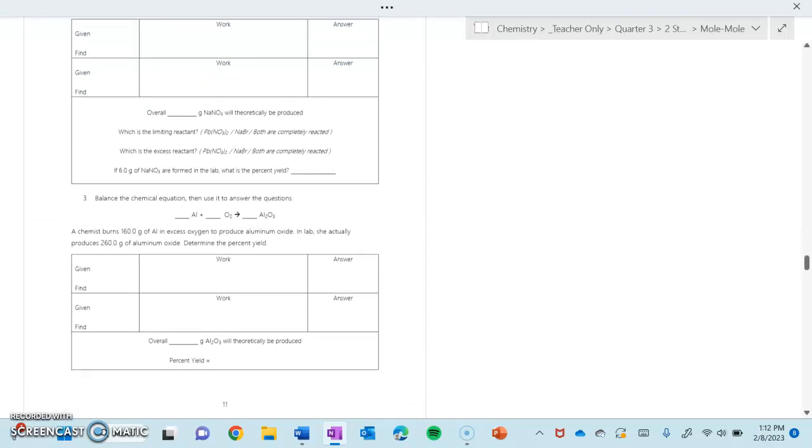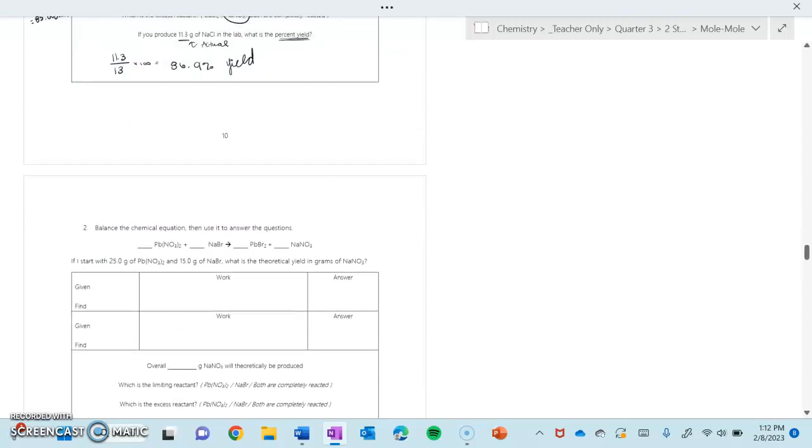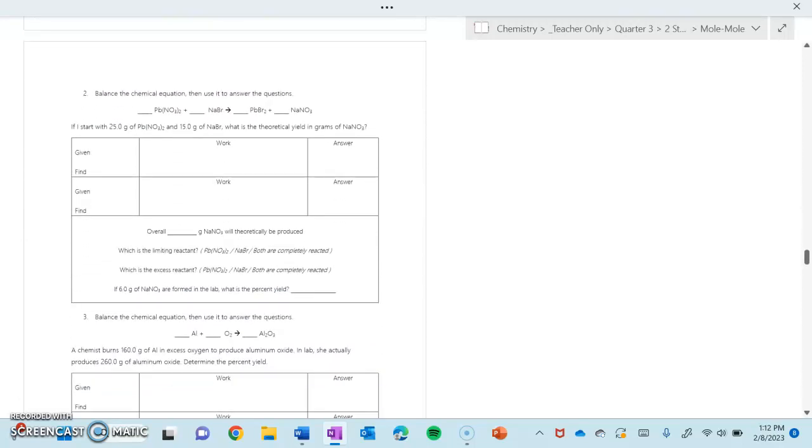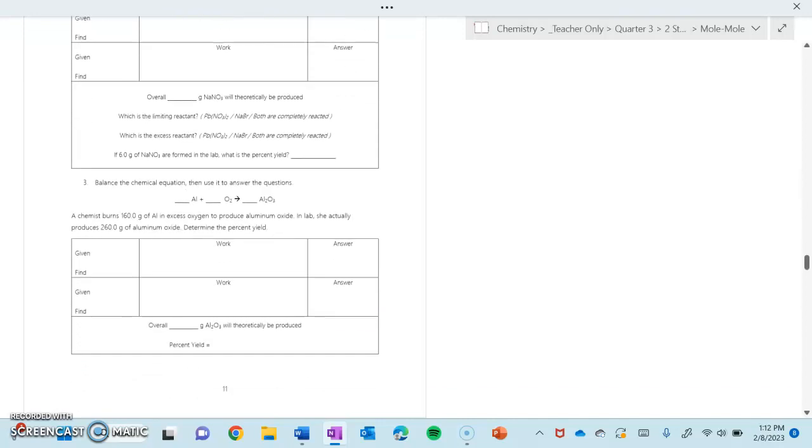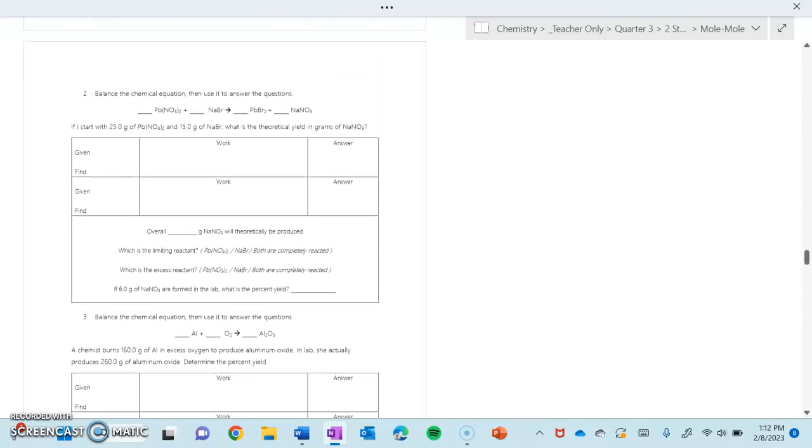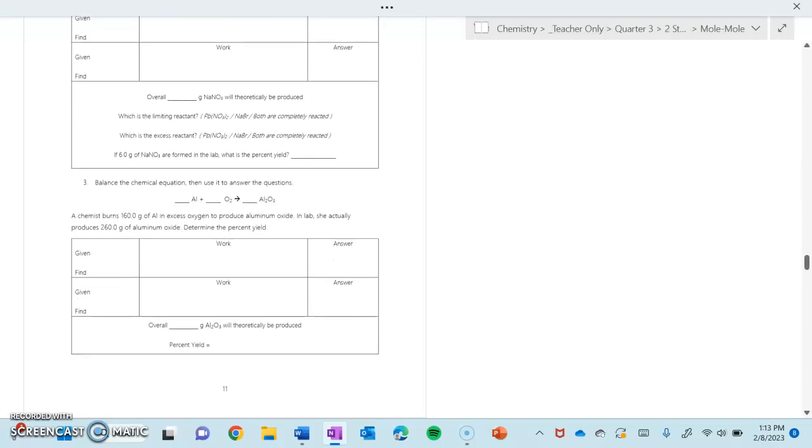You have a couple more problems on this page that go through the same process with different reactions. So you'll need to balance, and then you'll do the problems, pick your smaller answer, that's your theoretical yield. Then the same idea, limiting reactant, excess reactant, and percent yield. Exact same process, just with different numbers and reaction. And then number 3 also.